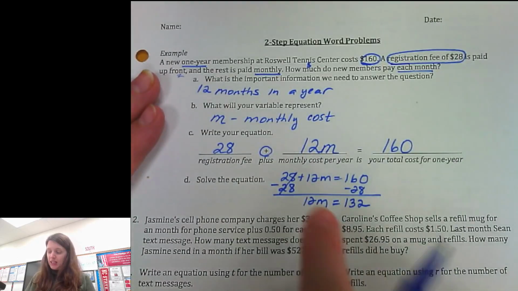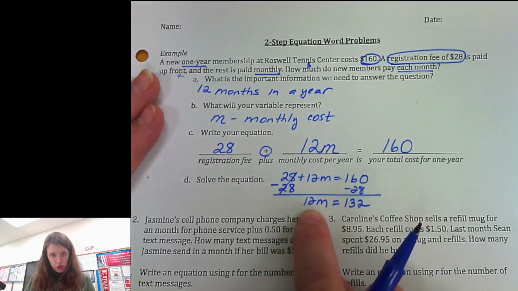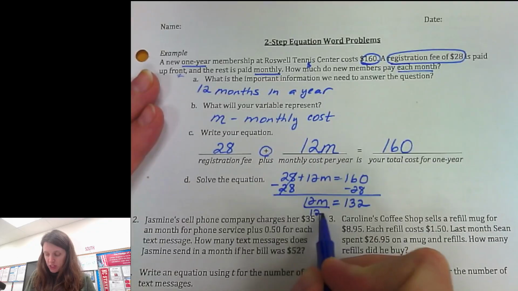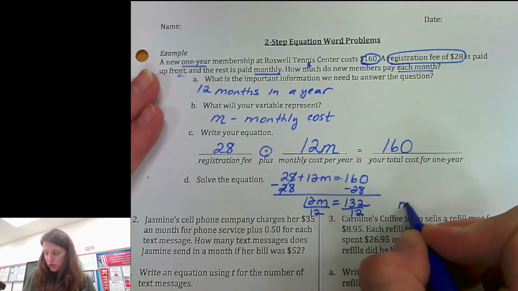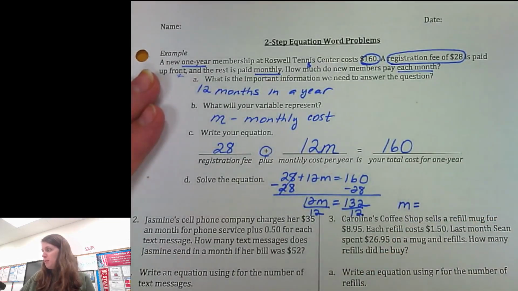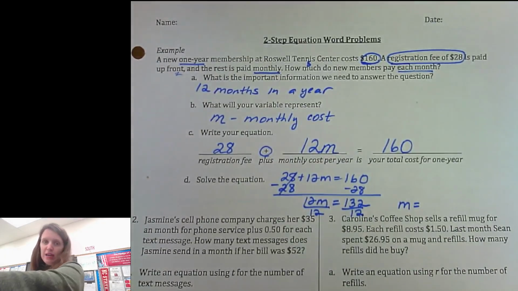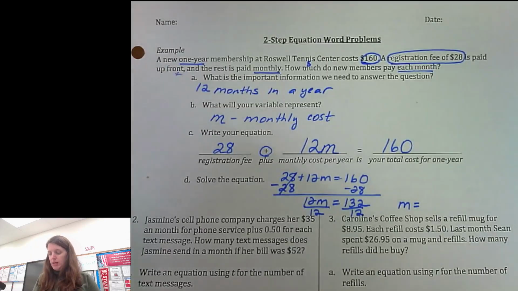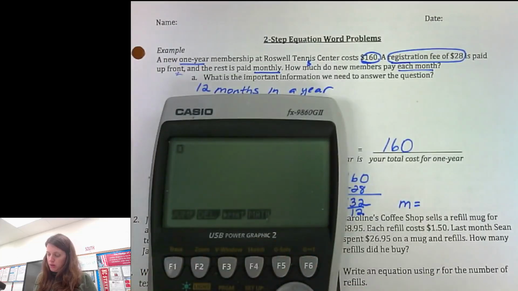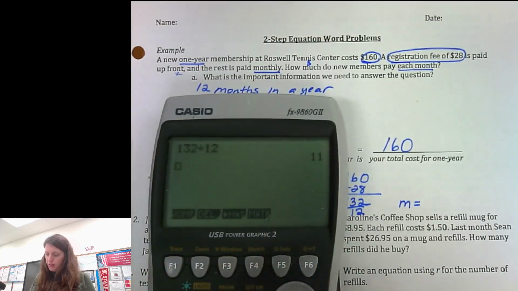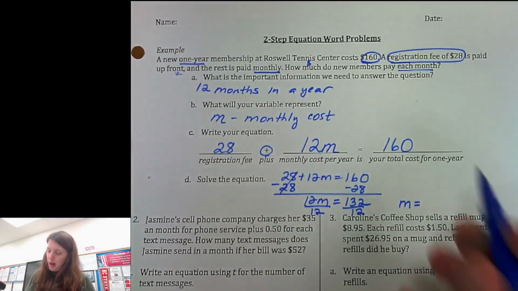And then I know for each month, this should be divided equally by those 12 months. So I'm going to divide by my 12 and divide by my 12, and I'm going to get an answer for how much I pay per month. If you don't know what 132 divided by 12 is, you can use your calculator, of course. So if I'm using my calculator, 132 divided by 12 gives me 11. So I get 11 is my M.